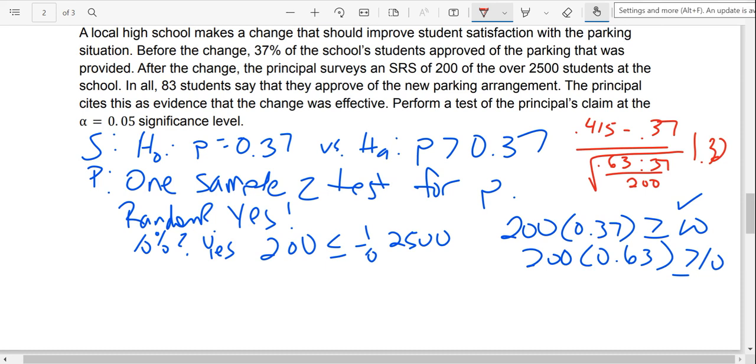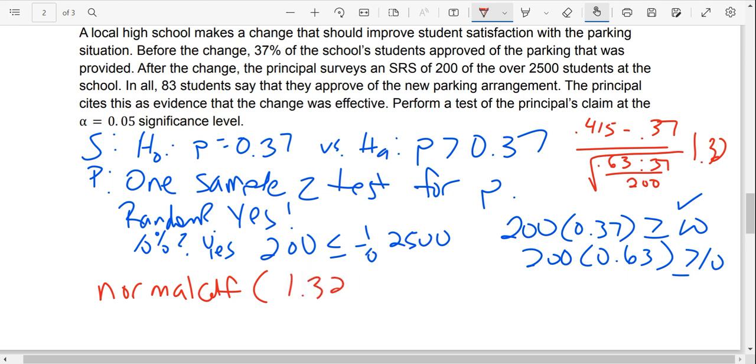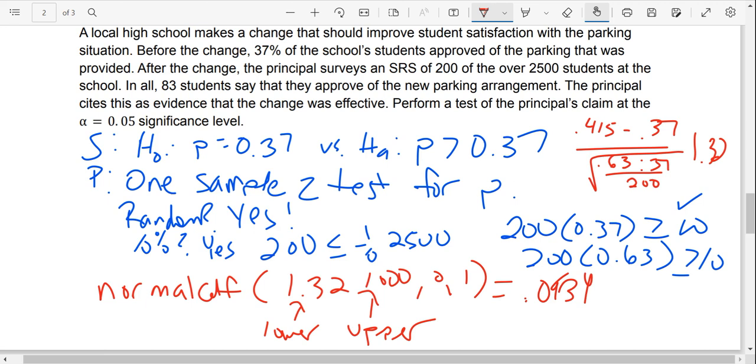Now to find the p-value, you're doing normal CDF. And you're going to keep the mean 0, standard deviation 1, but you're going to use the z-score of 1.32. And then that's going to be your lower. It's everything greater than that, so your upper is whatever, some big number. Upper, we'll do 1,000. Then 0, 1, and you'll get 0.0934.